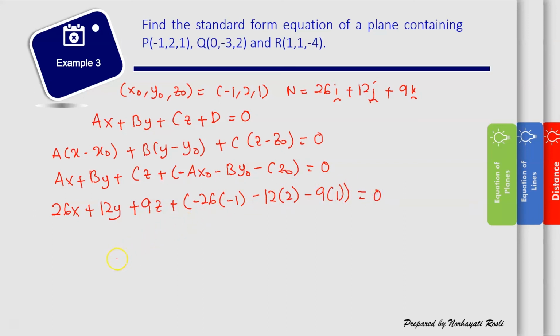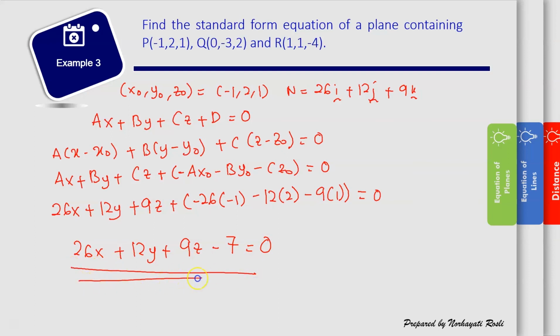When we solve this one, we will have 26x plus 12y plus 9z minus 7 equal to 0. So this is our standard form of the equation of the plane for this example.